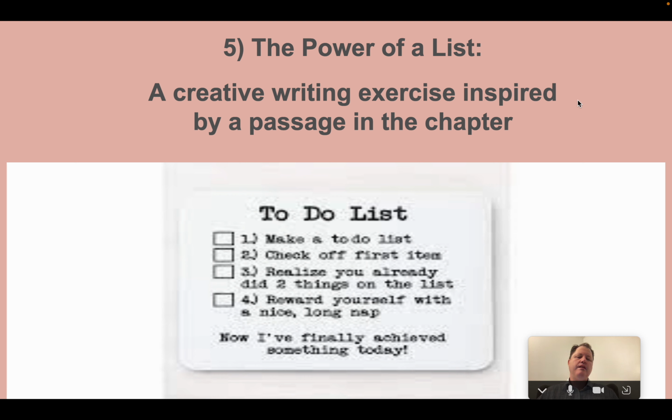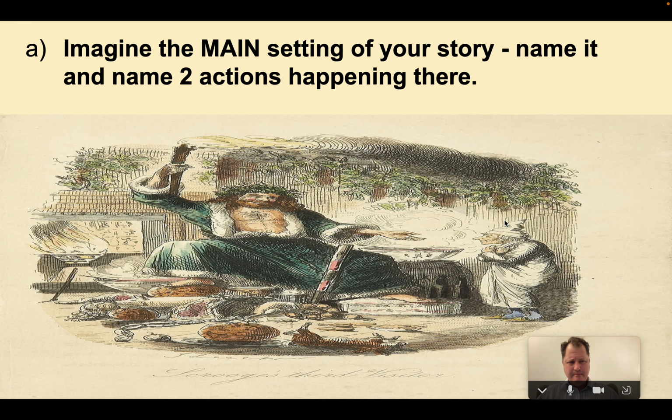Okay. I've written poems like this that are just a list of images, and I think Dickens is excellent at doing this, and I think it's handy. The one I wrote, I don't know if I'm going to use in my final draft, but it's just a reminder of all the things you could include if you're describing a place, for example. So imagine the main setting of your story and name it, and name two actions happening there. So again, with this set of prompts, you can pause the video at any time.